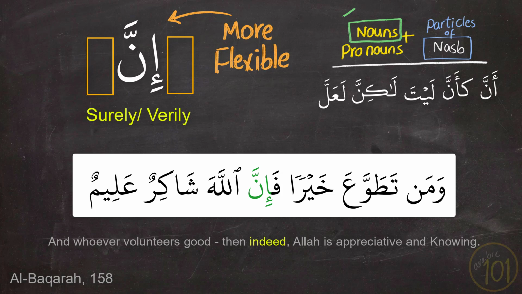So here, inna is attached to something else, and that's why you can see it is used more flexibly in the sentence. But still, it functions exactly as it should, and it is followed by a noun that has fatha on top of it.